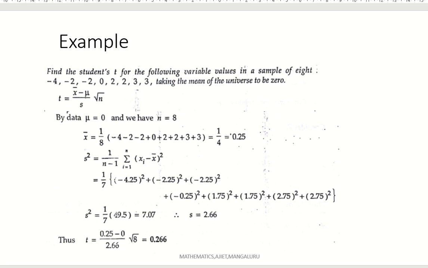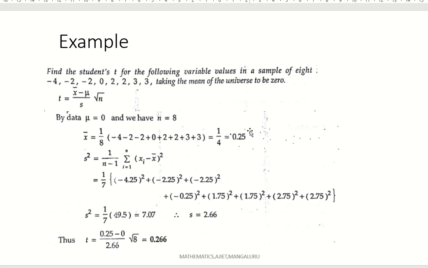Okay. Now next, find the student's t for the following variable values in a sample of 8, that is minus 4, minus 2, minus 2, 0, 2, 2, 3, 3, taking the mean of the universe to be 0. See, what is the universe mean? Mu equal to 0. And n how much? Sample size: 1, 2, 3, 4, 5, 6, 7, 8. So n equal to 8. So what is x bar? Because here x bar is not given, we need to find x bar, equal to the sum of each x divided by n. So minus 4 minus 2 minus 2 plus 0 plus 2 plus 2 plus 3 plus 3 divided by 8. That is what?